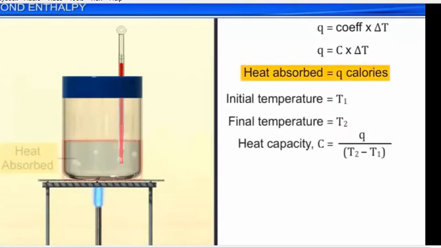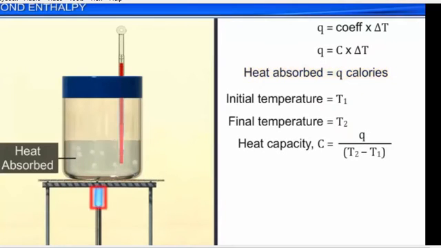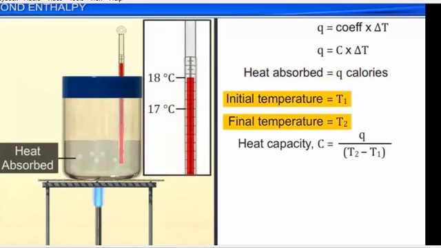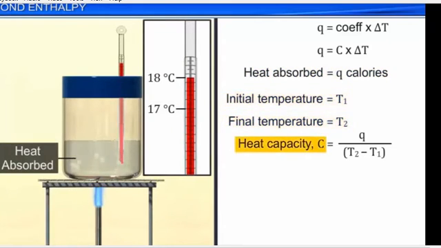If Q calories is the heat absorbed by the system and the temperature rises from T1 to T2, the heat capacity C is given by the expression C equal to Q by T2 minus T1. Thus, heat capacity is defined as the amount of heat required to raise the temperature of the system by 1 degree at a specified temperature.